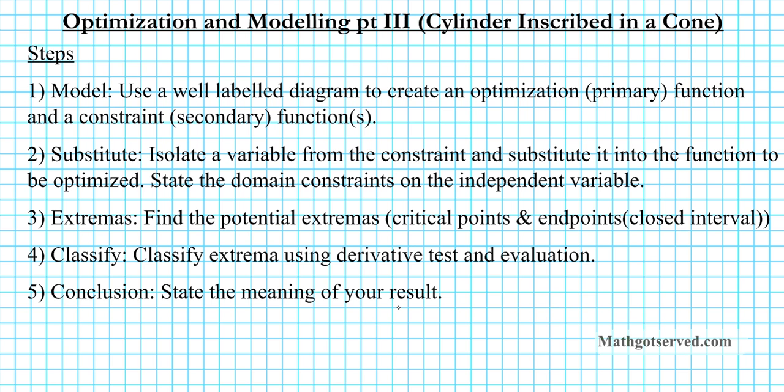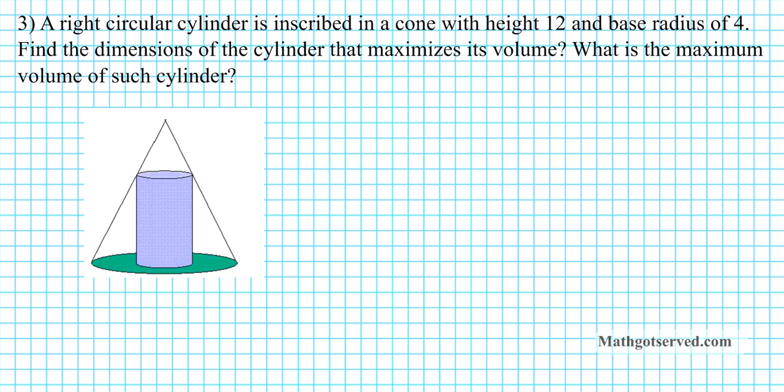All right, so let's take a look at the example. This is number 3. It says a right circular cylinder is inscribed in a cone with height 12 and base radius of 4. Find the dimensions of the cylinder that maximize its volume, and what is the maximum volume of such a cylinder? This is a graphic I have right here of a cylinder inscribed in a cone.